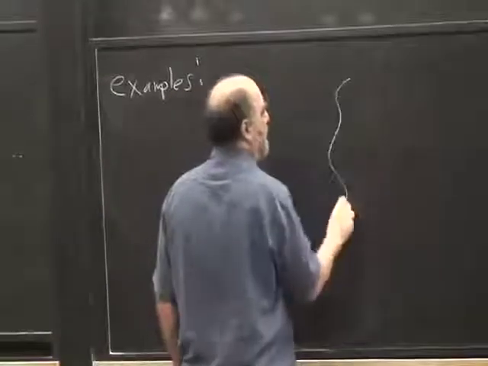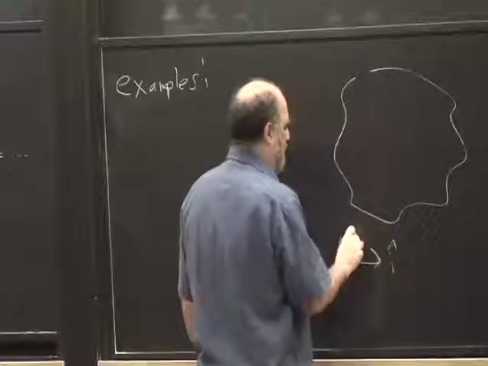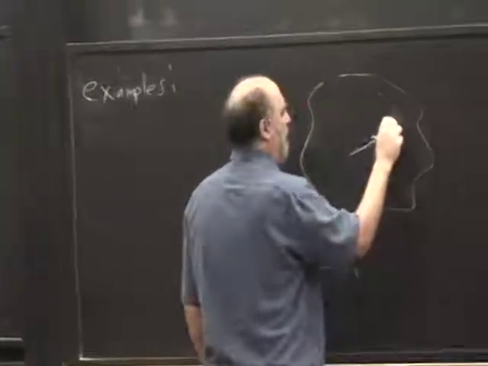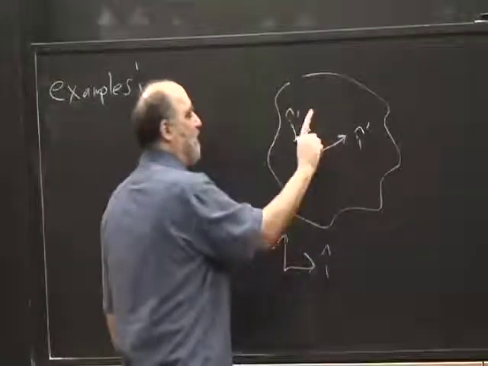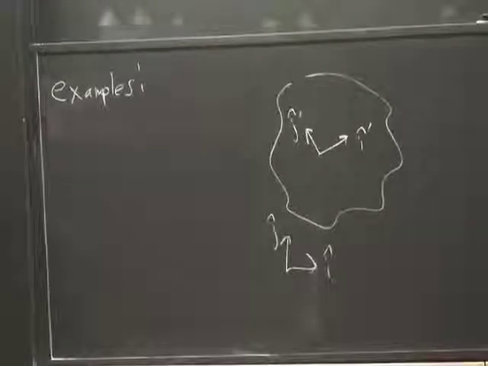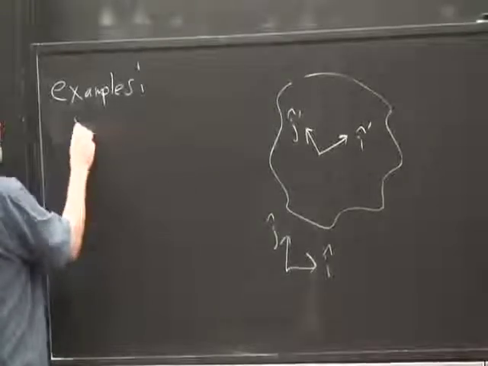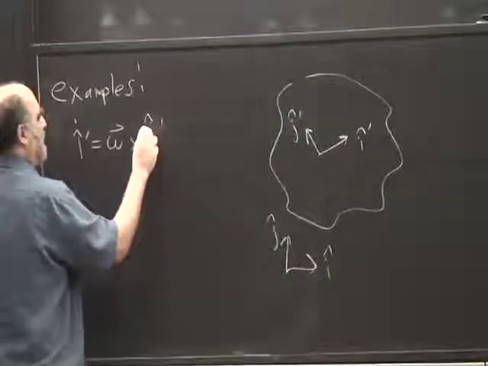If we draw some object here, and we have some fixed coordinate system i and j, and some rotating coordinate system i prime and j prime, these things are going to rotate with the object. Therefore, they follow the same rules. So the rate of change of i prime is omega cross i prime.